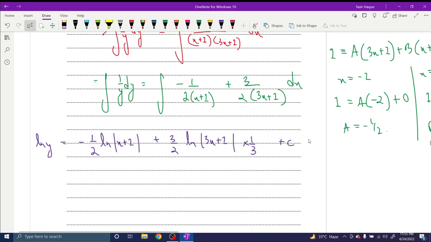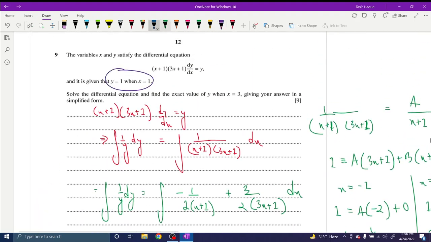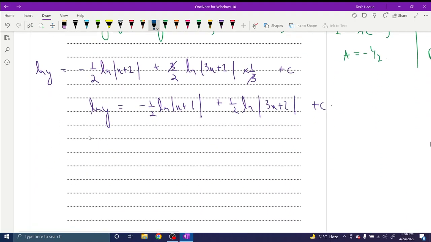Plus c, of course. So we can get rid of these 3's. So ln y is equal to -half ln (x plus 1) plus half ln (3x plus 1) plus c. Okay, that's it. Now we need to find out the value of c. We know that when y is equal to 1, x is also equal to 1.